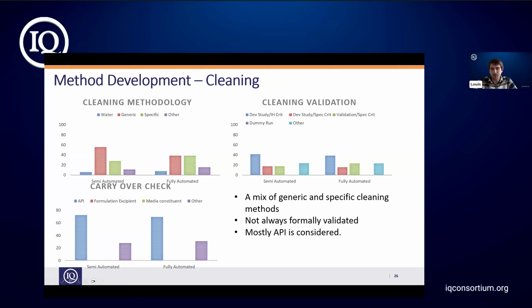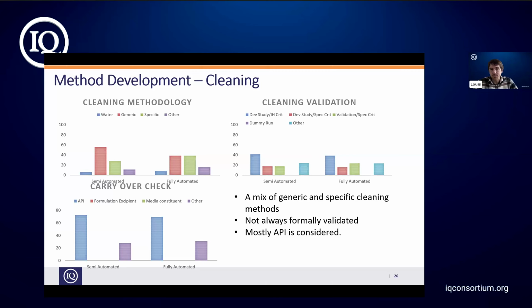And that's also an important topic for automated systems, which is the cleaning, because with indeed having all those tubings in semi-automated and fully automated systems, cleaning becomes ever more important. So here we asked how people clean their systems. Do you use pure water? Do you have a generic cleaning procedure? Do you have a product-specific cleaning procedure or other? So you see that it's mostly a mix, both for semi and fully automated systems, between generic and product-specific cleaning methods.